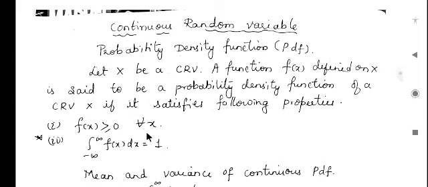all the values of x, and when we take up integration of this f of x dx between minus infinity to plus infinity is equal to 1. So if you remember about DRV, the probability function defined, we have used a summation, which is being replaced by an integration. That is a major difference between both the probability functions.